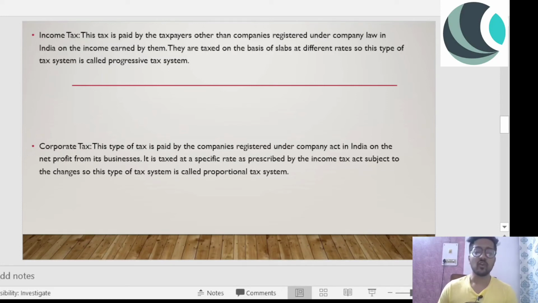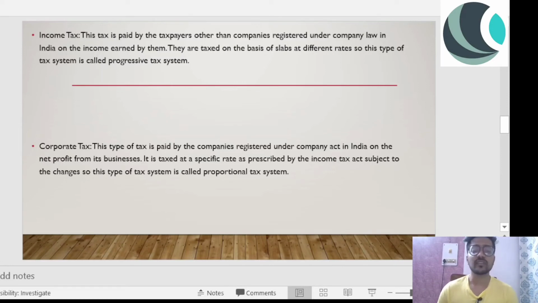For them, there is corporate tax. This type of tax is paid by companies registered under the Companies Act in India. So we have the Companies Act 1956 and the Companies Act 2013. This tax is paid by the companies on the net profit from their businesses. We're not talking about gross profit, we are talking about net profit. So on net profit, they have to pay the taxes. It is taxed at a specific rate as prescribed by the Income Tax Act, subject to changes.